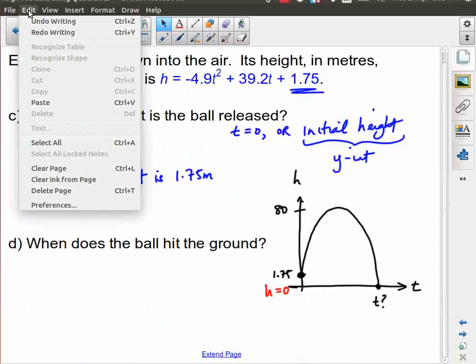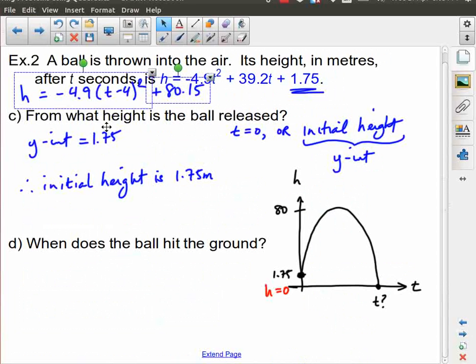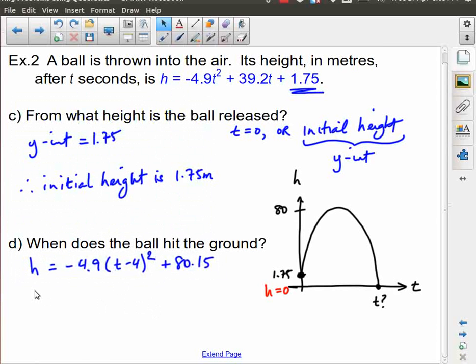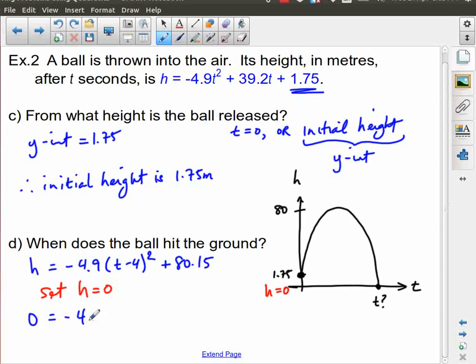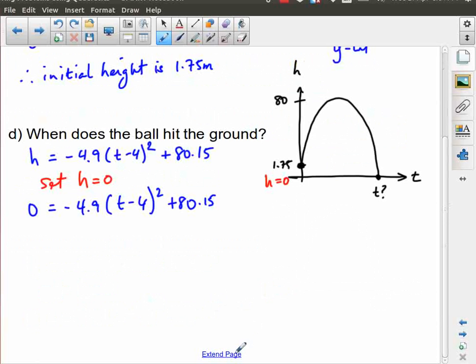Paste that in. So we'll start with that. And now we're going to set the height equal to 0. So I get 0 equals negative 4.9 (t minus 4) all squared plus 80.15. I think I'm going to take this term over to the left side. So it becomes 4.9 (t minus 4) all squared is equal to 80.15.